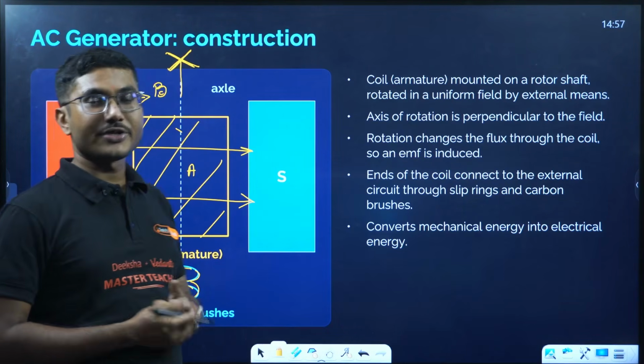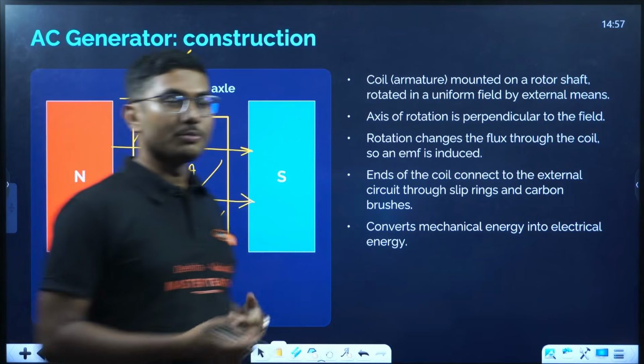If it is a hydroelectric power station, it is produced by falling water.